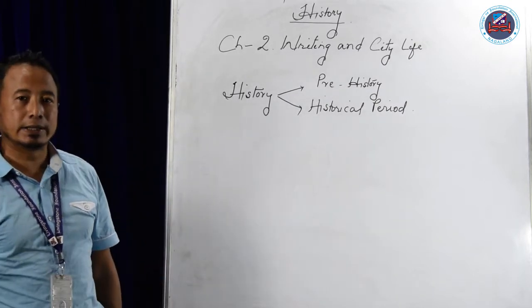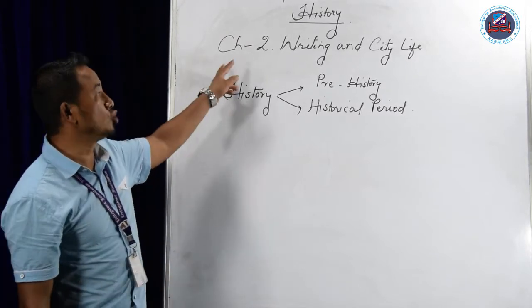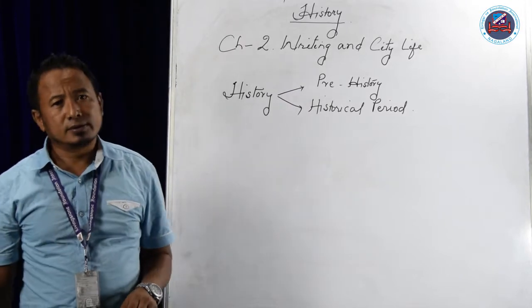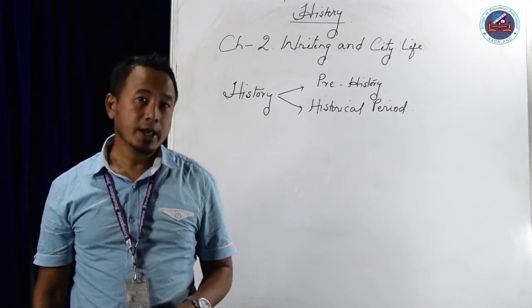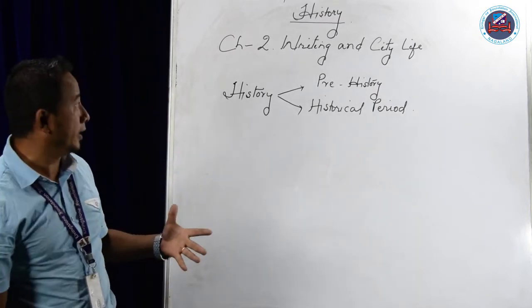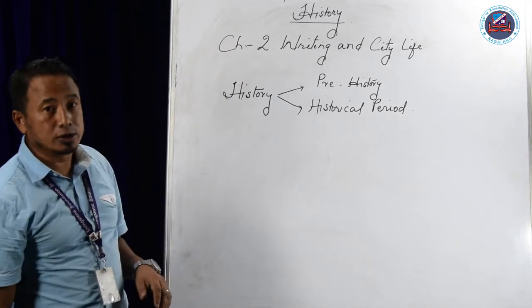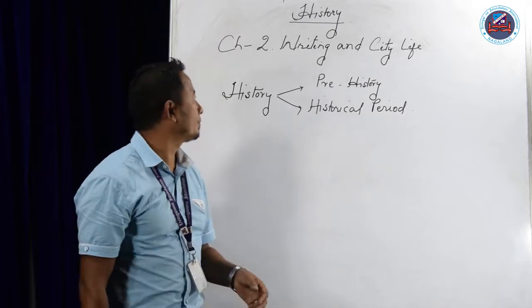Today we will discuss the second chapter of your history, chapter 2, Writing and City Life. Chapter 1 had been omitted this year by the CBSE. That is why we are going to begin with chapter 2. The name of the chapter is Writing and City Life.